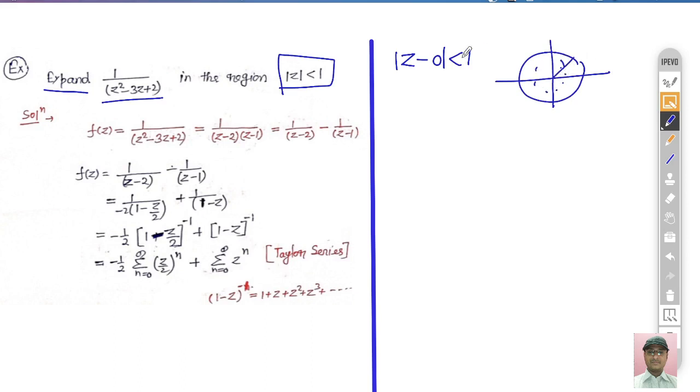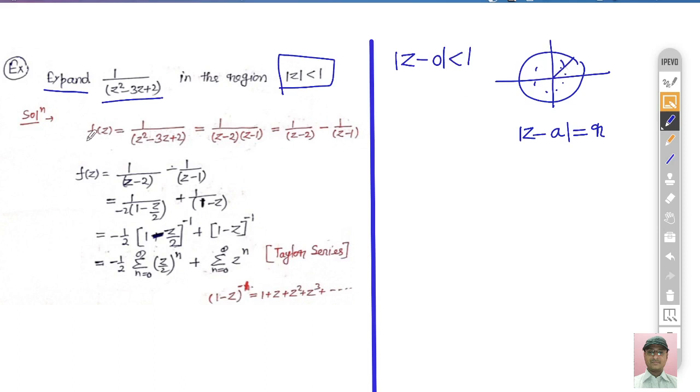This form is called the circle with center at A and radius R. This is the complex notation for the circle: mod Z minus A is equal to R, where A represents the center of the circle and R represents the radius of the circle, right? Center and radius. So in this case we have to take all those points which do not lie on this circle, only inside this circle, less than 1. This indicates inside this circle.